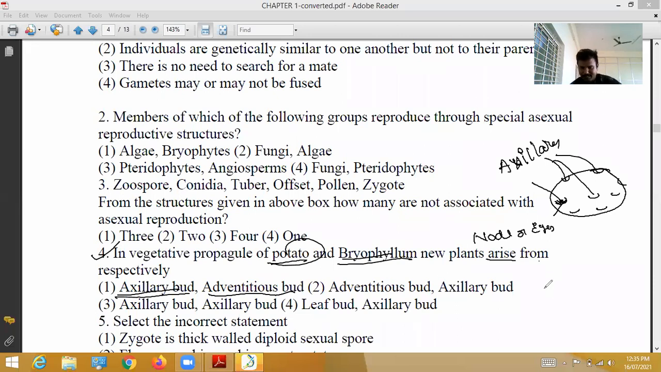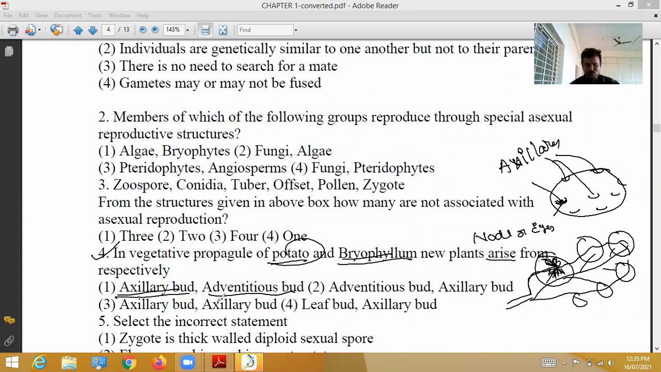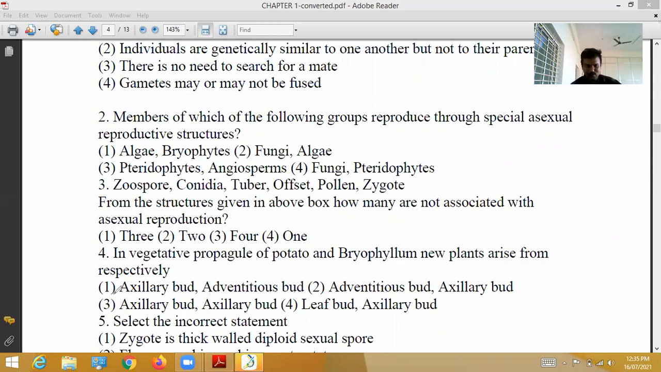Next, adventitious buds. In Bryophyllum, on the upper surface it gives small leaflets, and below it gives a number of adventitious roots. These are all called adventitious buds. Like this, a number of them are formed, and those are called adventitious buds. Fourth question: adventitious buds in Bryophyllum, axillary buds in potato. So option 1 is the correct option. The rest, second, third, fourth, are wrong. Okay? That's all.